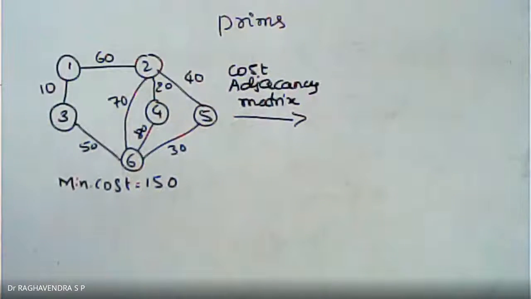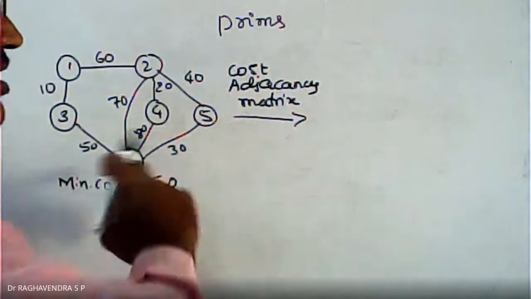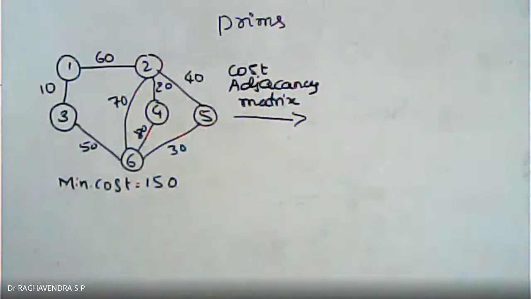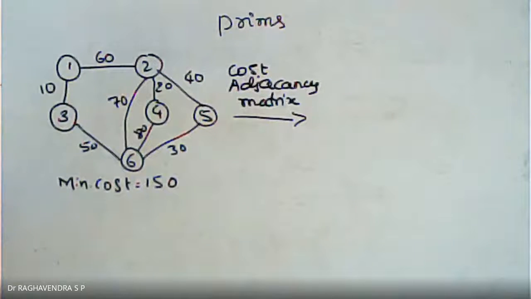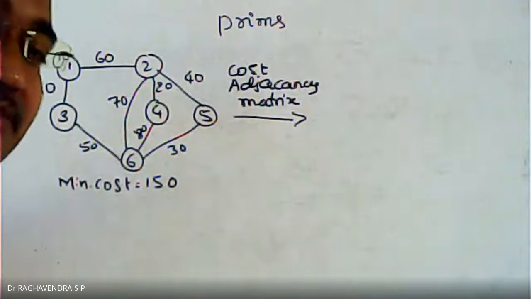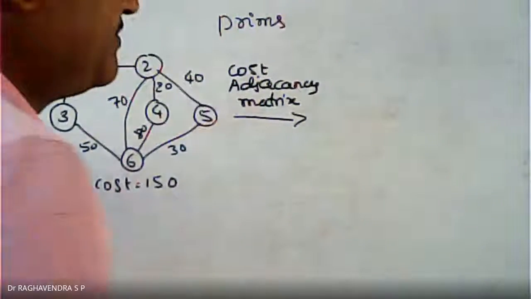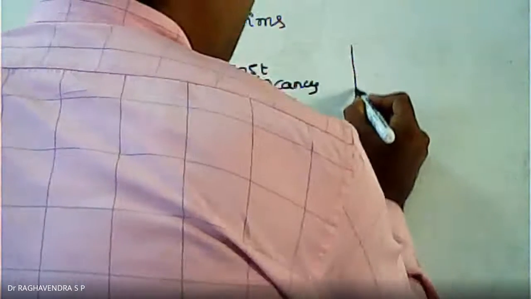What do we call the matrix? Cost adjacency matrix. Okay, fine. How many vertices are present here? 6, sir. So the cost adjacency matrix must be of dimension 6 cross 6. Now I am going to draw the cost adjacency matrix.